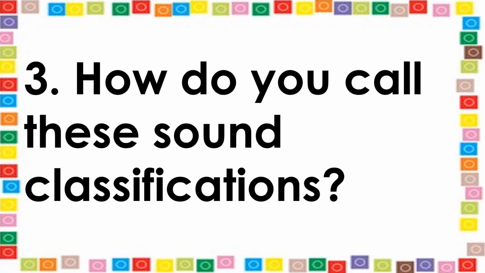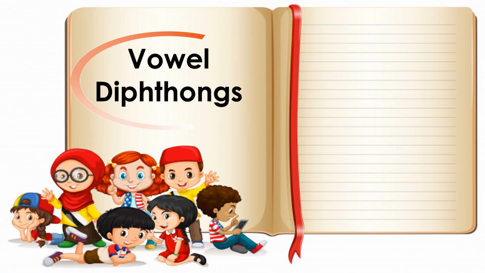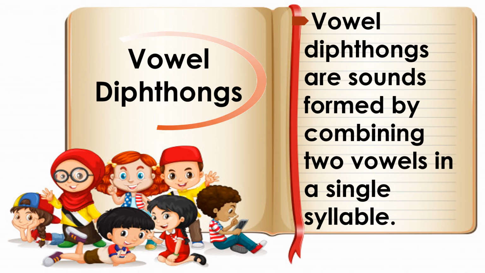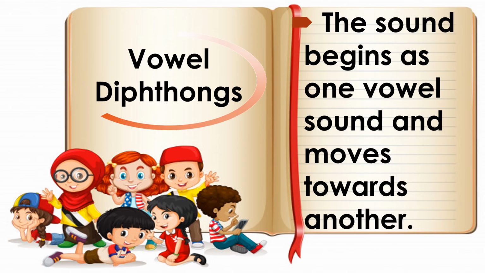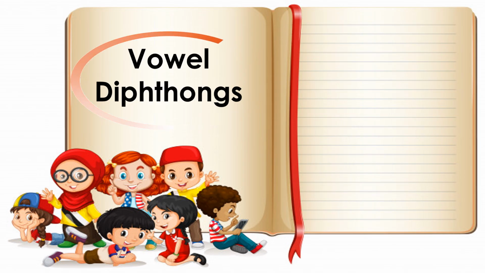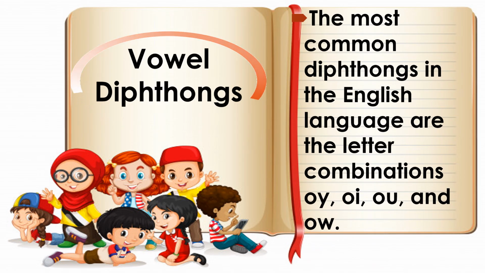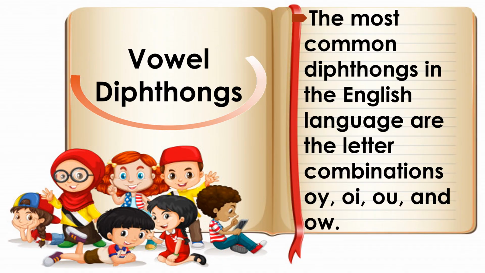Number 3. How do you call these sound classifications? These are called vowel diphthongs. Vowel diphthongs are sounds formed by combining two vowels in a single syllable. The sound begins as one vowel sound and moves towards another. The most common diphthongs in the English language are the letter combinations OY, OI, OU, and OW.